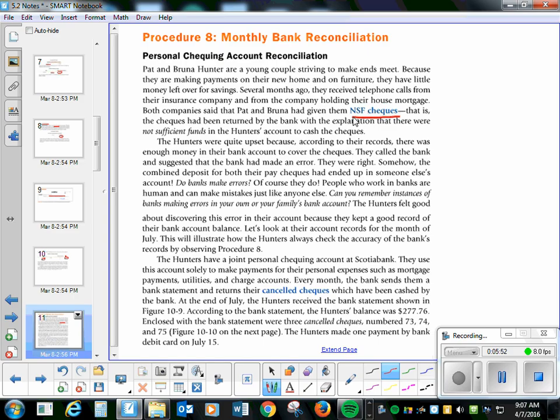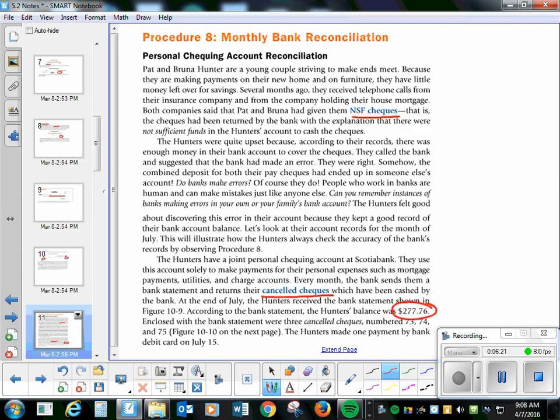The hunters have a joint personal checking account at Scotiabank. They use this account solely to make payments for their personal expenses, such as their mortgage payments, their utilities, and their charge accounts. Every month, the bank sends them a bank statement and returns their canceled checks. Canceled checks are checks that have been cashed by the bank already, and it's showing that those checks have gone through the hunter's account.